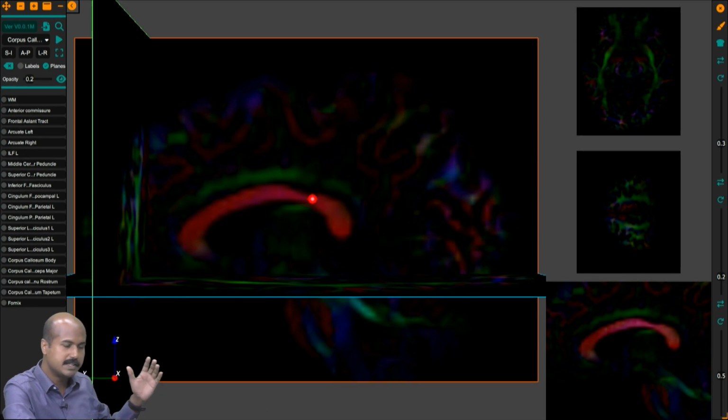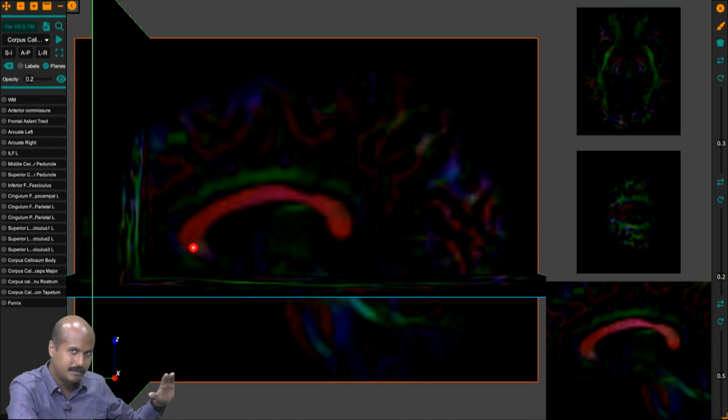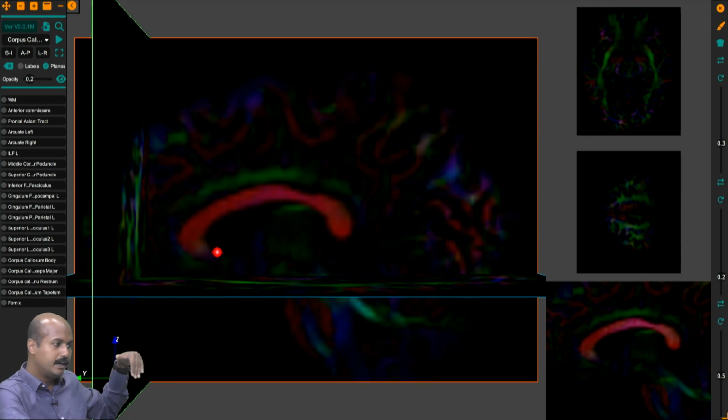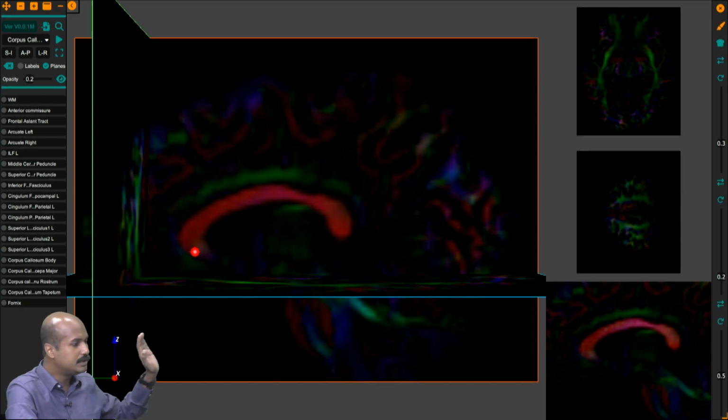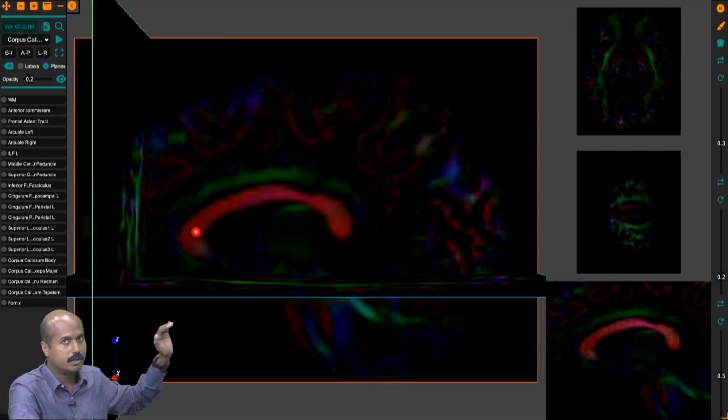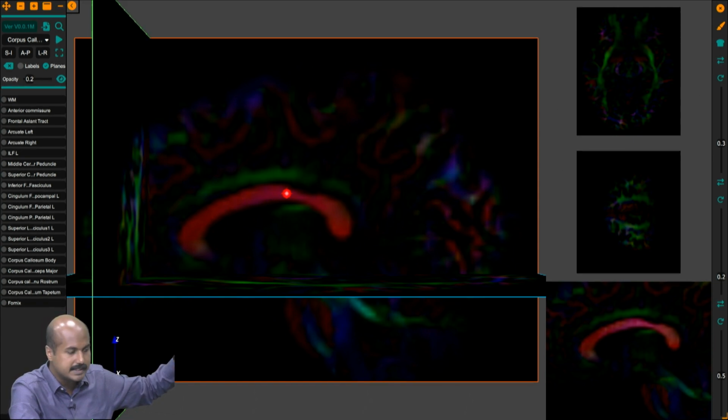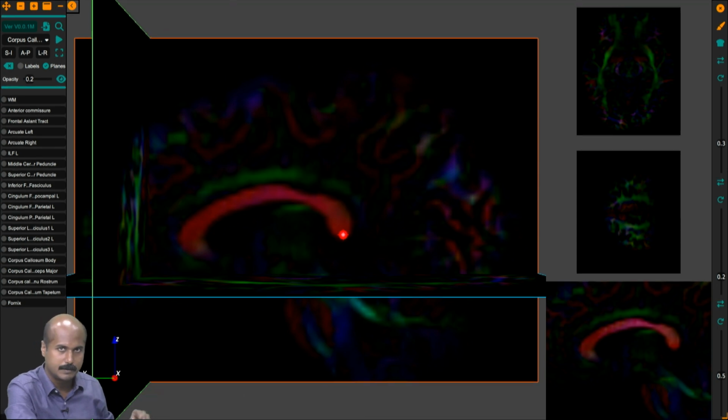So let me name these structures sequentially. Here you have the rostrum, it curves on the genu, then curves here. This is called the body of the corpus callosum. Then it forms a narrowing, called the isthmus, and then finally the splenium. Okay, these are the different structures of the corpus callosum.